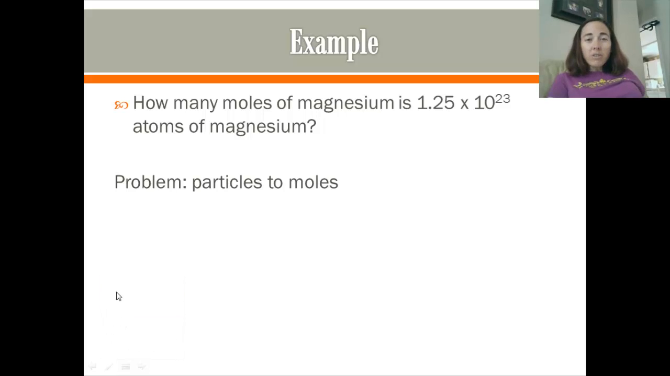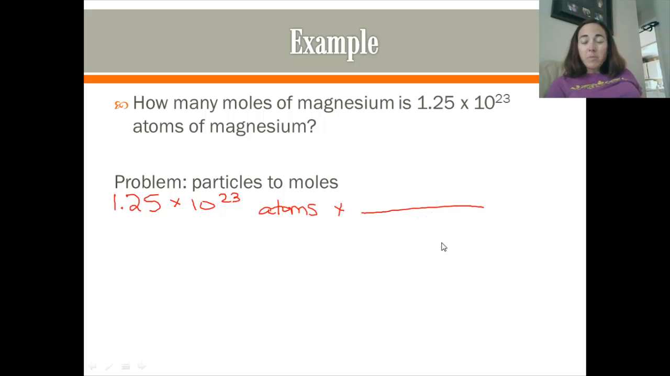Remember how we work conversion factors in chemistry. So I'm going to work on the screen, and you should work this problem with me. We're going to write down what we're given first. So I'm going to write down 1.25 times 10 to the 23rd atoms, and then we have to convert it. So I'm going to make myself a space for that conversion factor. Now I know atoms has to cancel out, so I'm going to put it on the bottom, and I'm going to put moles on top because that's what I'm trying to find.